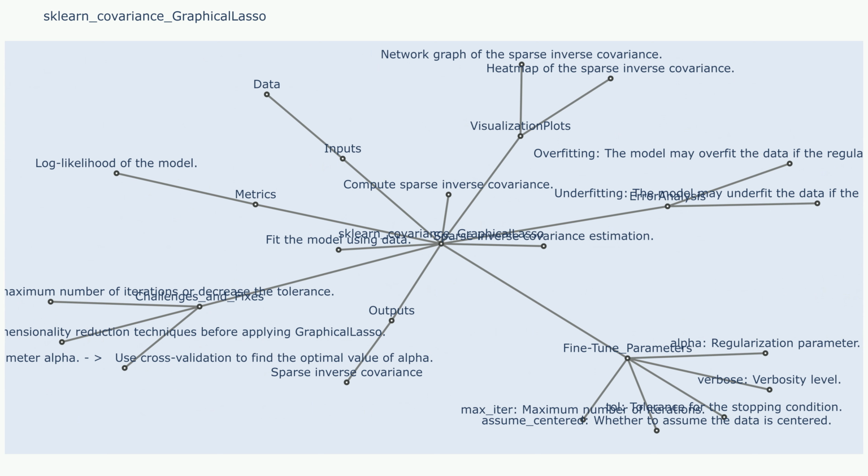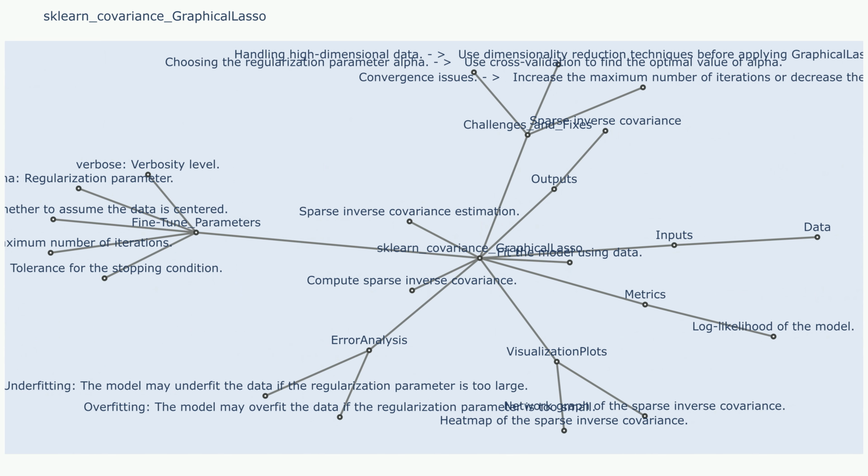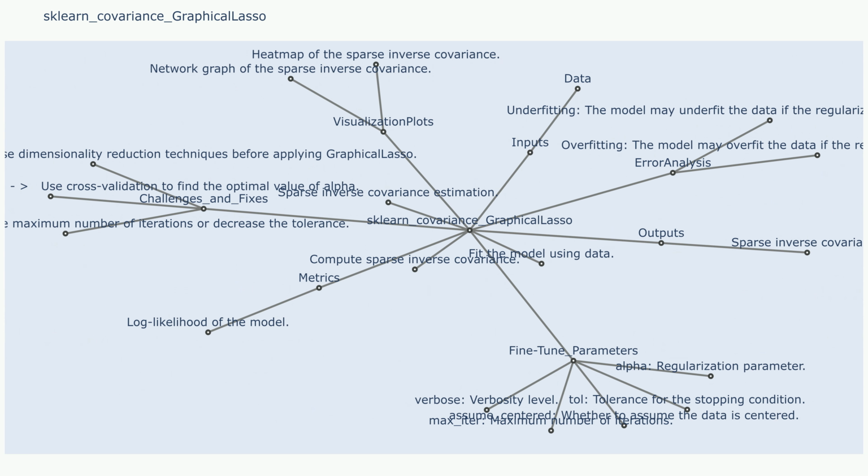Metrics: sparsity, measured as the number of zero entries in the estimated inverse covariance matrix. Log likelihood: the likelihood of the data under the estimated model. Mean squared error, MSE, used to compare the estimated covariance matrix with the true covariance matrix if it is known.